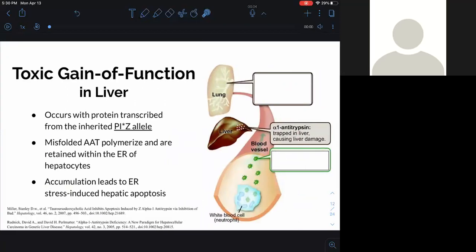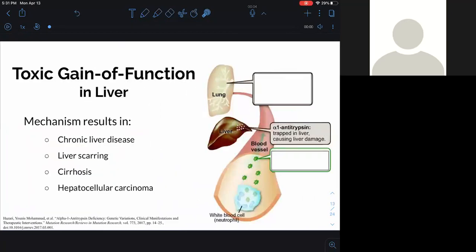So for the toxic gain of function found in the liver, the misfolded AAT proteins involved are actually transcribed by the inherited PiZ allele. Within the liver, the misfolded proteins polymerize and are retained within the ER of the hepatocytes. The aggregation of all these misfolded AAT proteins disrupts the function of the ER and induces ER stress. Now, this stress activates a signaling pathway that helps the cell to adapt and respond to this aggregation of misfolded proteins. However, with prolonged ER stress, apoptosis signaling is activated. So the accumulation of AAT proteins actually leads to the ER stress-induced apoptosis of the hepatocytes.